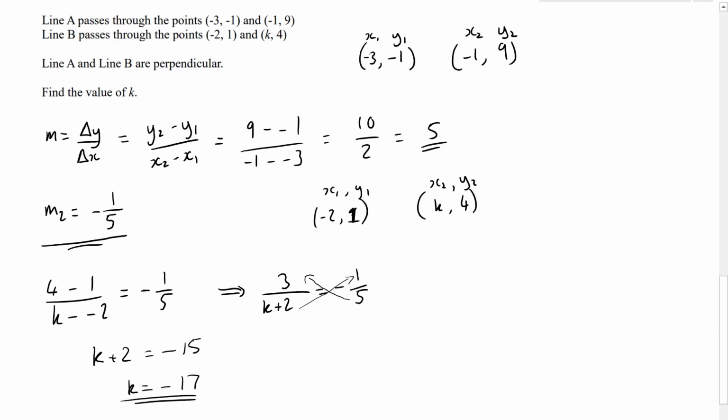And this is my answer. So I've used this idea that I know that the gradients of perpendicular lines are the negative reciprocal of each other to then be able to solve for a random coordinate given that I know its y value.